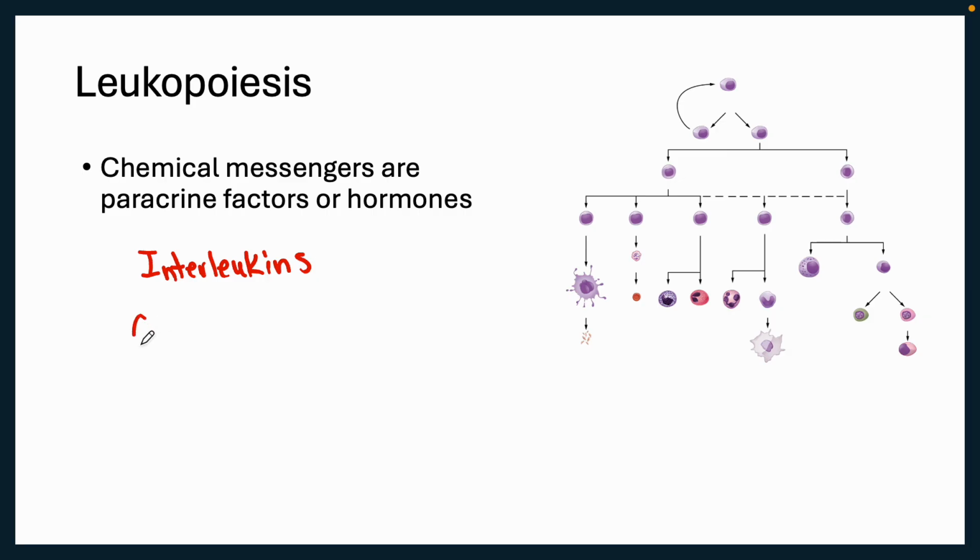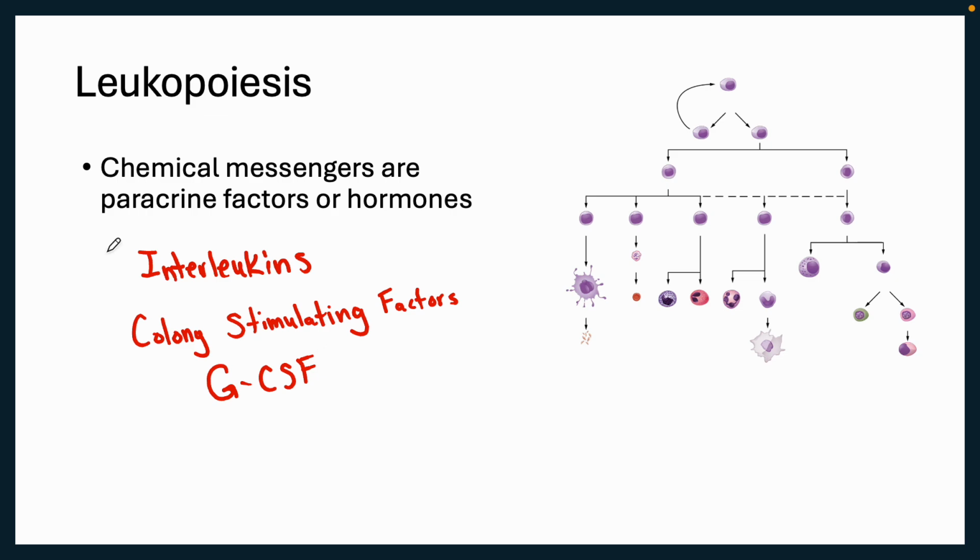And the other family are the colony stimulating factors. These are typically named after the cells they stimulate. For example, GCSF is going to stimulate granulocyte production.